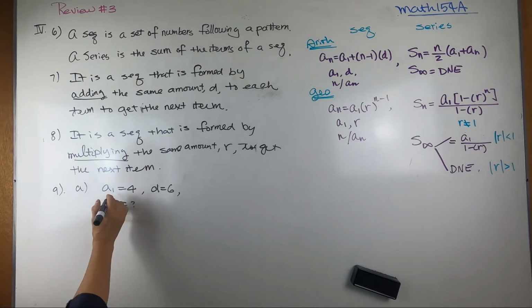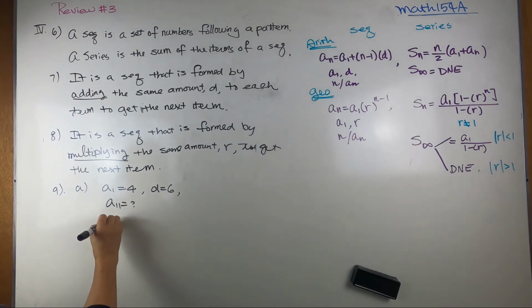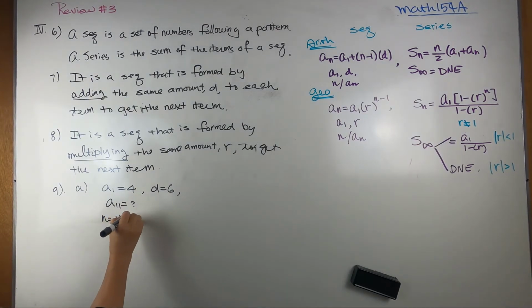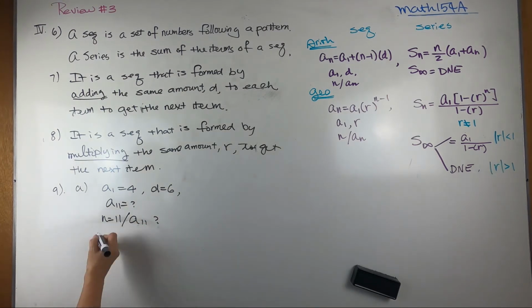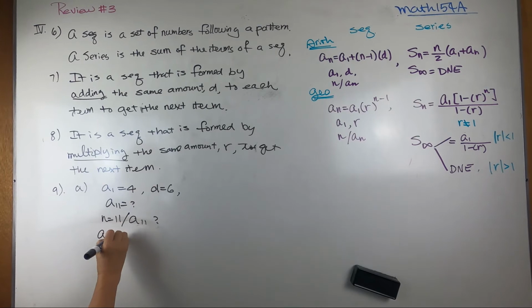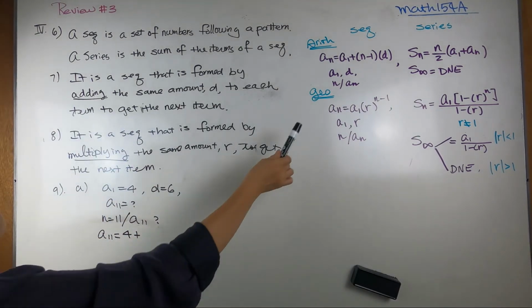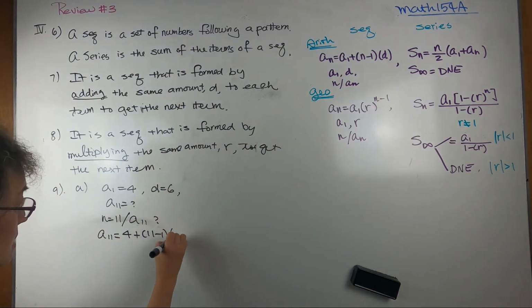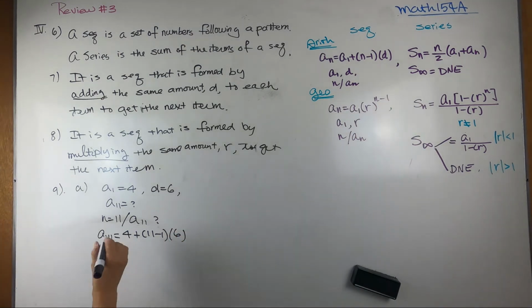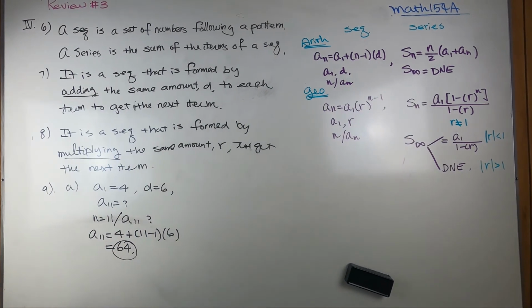A1 is 4. N is what? So let's write it down. A1 is 4. D is 6. Then our N is what? 11 to find A11, right? So A11 is what? A1, 4, plus n minus 1, 10 positions away, right? 11 minus 1 times D, which is 6. So we should have 64, right?